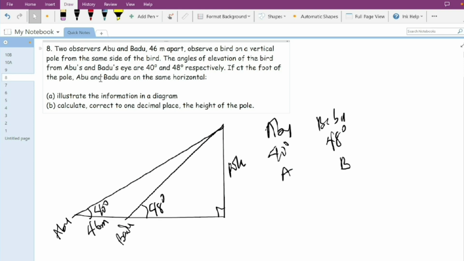Observe a bird on a vertical pole. This is the vertical pole. From the same side of the bird, we have both of them on the same side, you can see, and they are 46 meters apart. The angle of elevation of the bird from Abu's eye is 40, so we have it as 40 here. From Badu's eye is 48 degrees, and like I said earlier, the closer you get to the pole, the larger the angle, so the angle is increasing.